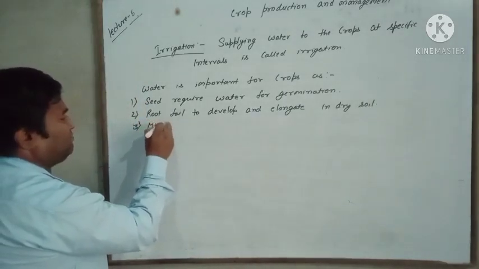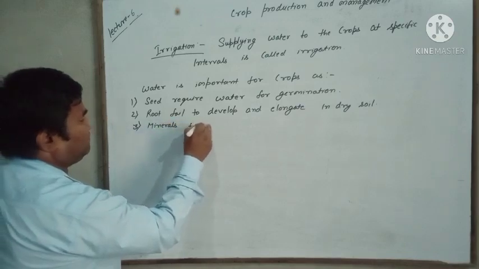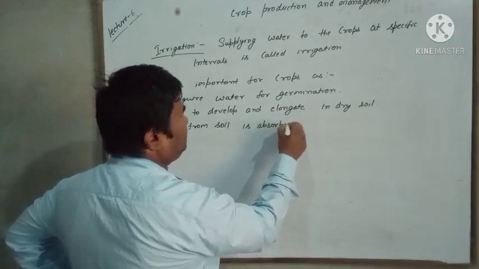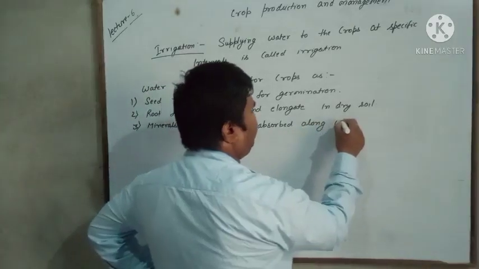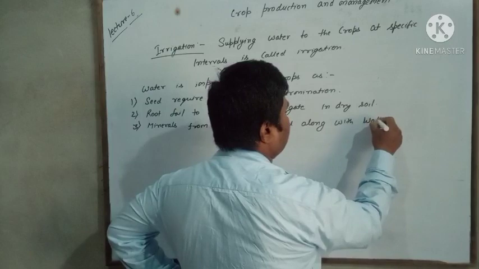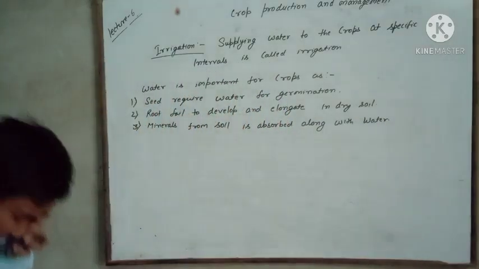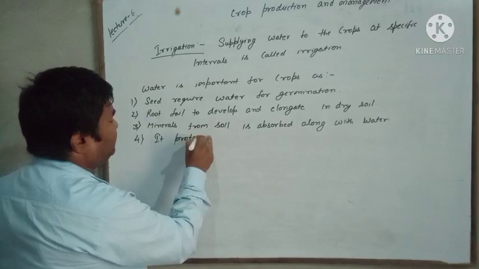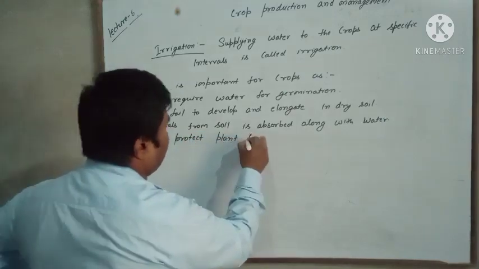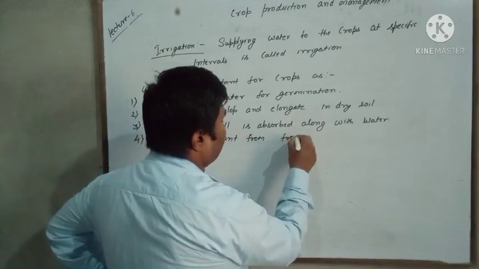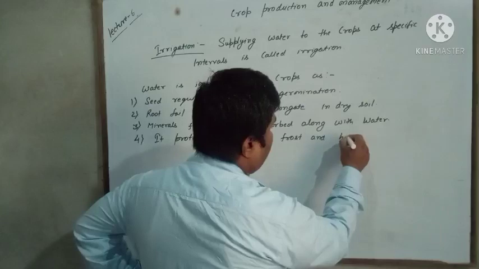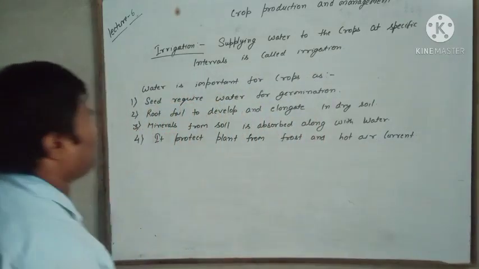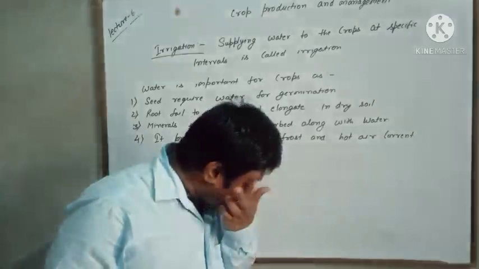Third, minerals from soil are absorbed along with water. Means water is required for absorption of the minerals. Fourth point, it protects the plant from frost and hot air current. So these are the four points due to which water is important for the plants.